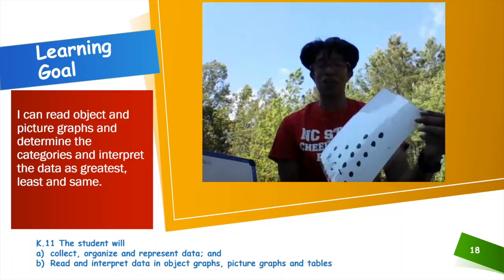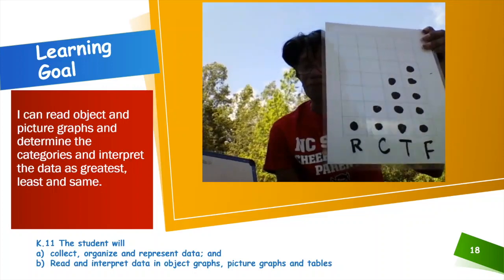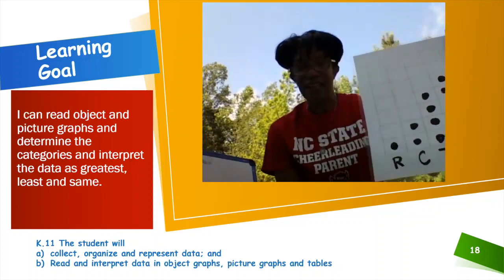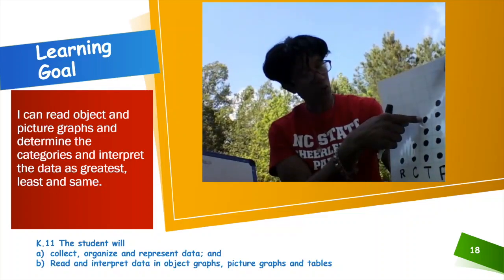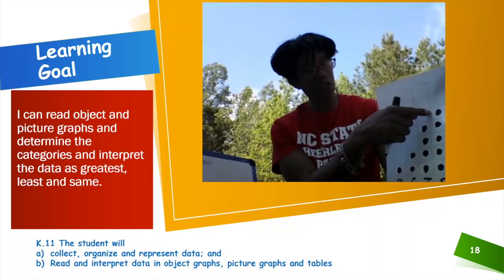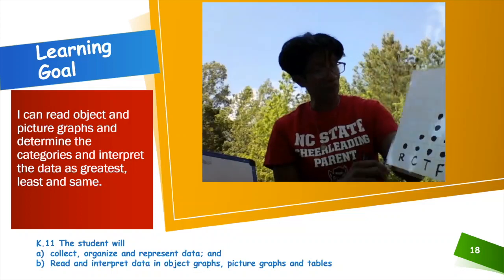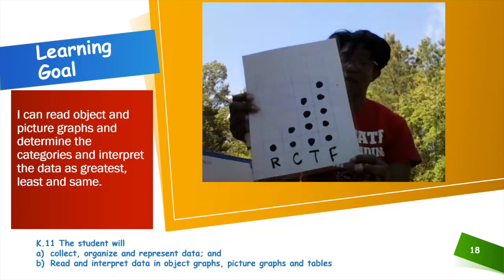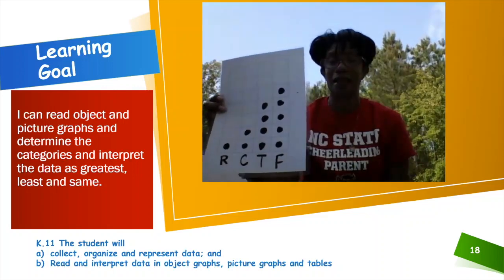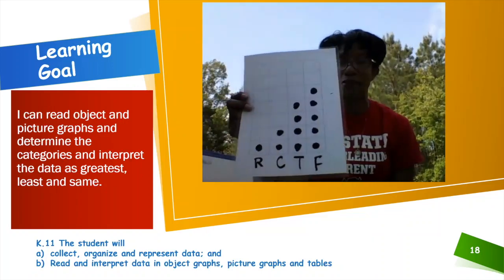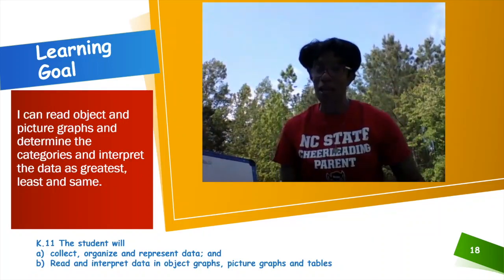Now, which one had the greatest number? The greatest number. Let's see, this one has 2, turtles have 4, fish have 5. That's right, it would be 5. It would be fish because it has the most. So it has the greatest number of animals traveling with them. So that's how we would answer the question.